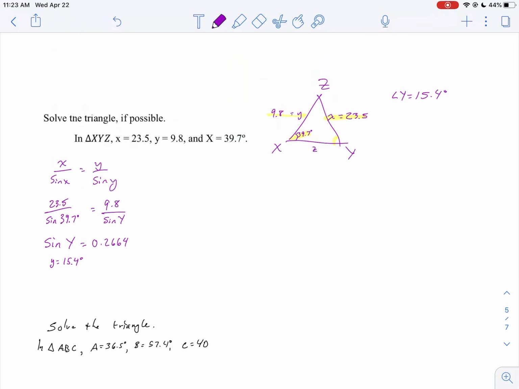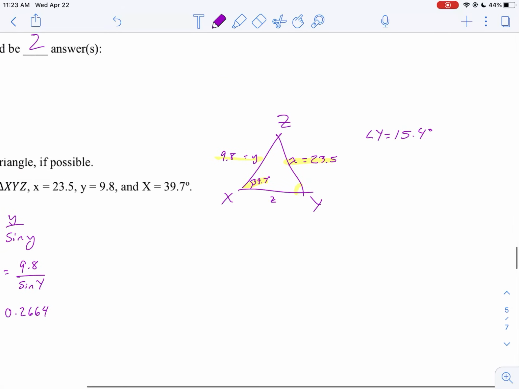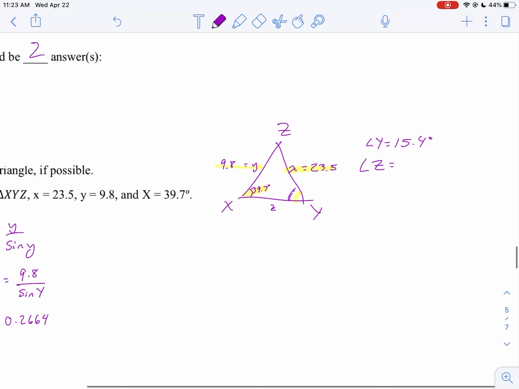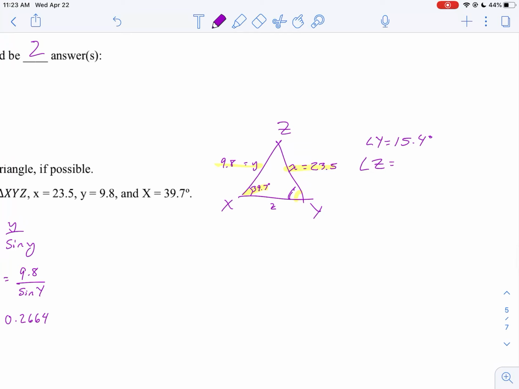We've got y now. Since we know y, we can find angle z. I should have really asked you, what should we do next? If we know y, then we know z is going to be 180 minus that. So angle z is 180 minus angle x, minus angle y. And when I do that, I find that angle z is 124.9 degrees.